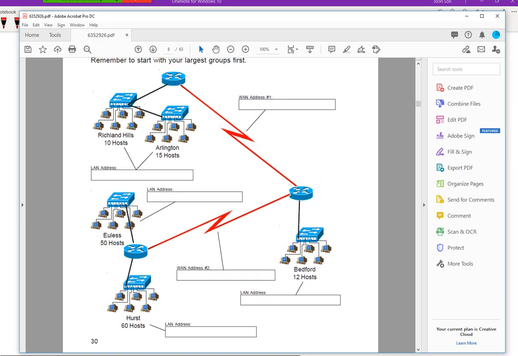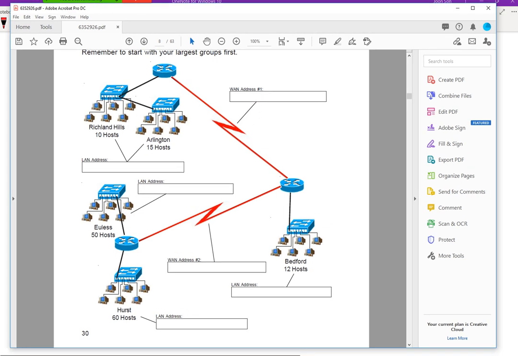Let's take a look at this problem a little bit further. It has 50, 12, and then 60. Which network do you have to start with? The first one, because you have to start with the largest group first. The one with 60 hosts is the network you have to start with first. Next is 50, and next is 25, Richland and Arlington together. And the last one is 12.